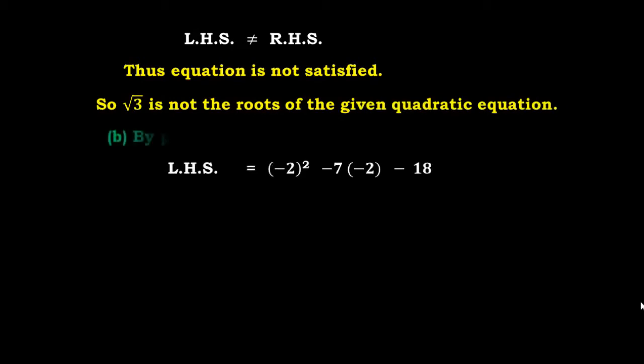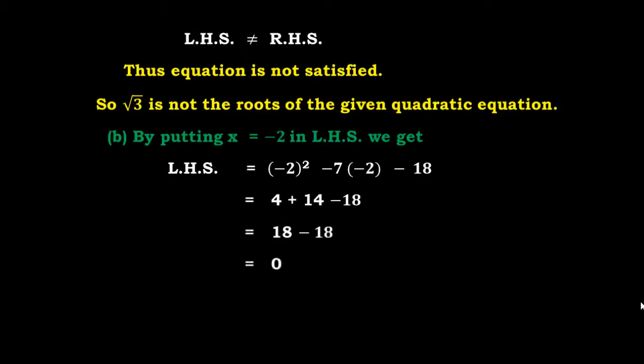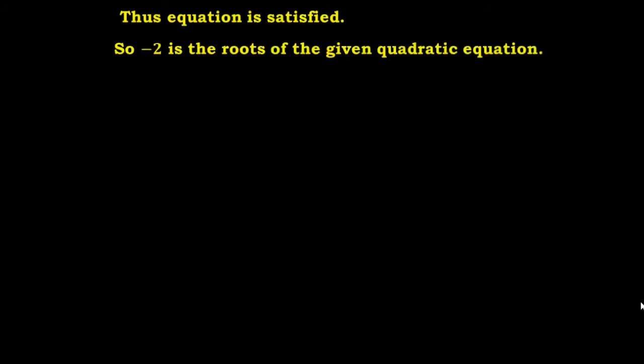See the next one. By putting x equals minus 2 in LHS we get minus 2 whole square minus 7 into minus 2 minus 18. So minus 2 square is 4. Minus 7 into minus 2 is 14. So 4 plus 14 is 18. 18 minus 18 is 0. So LHS is equal to RHS. Thus the equation is satisfied. That means we can say minus 2 is a root of the given quadratic equation.